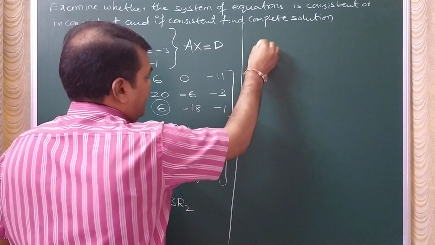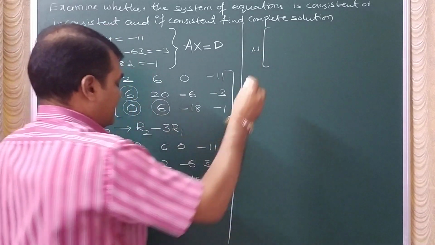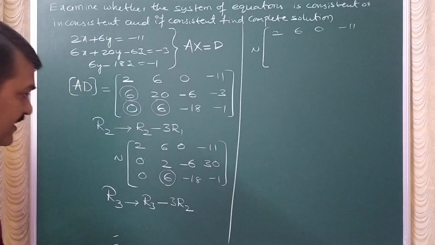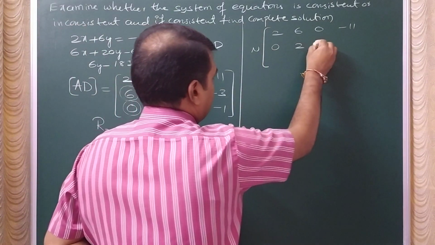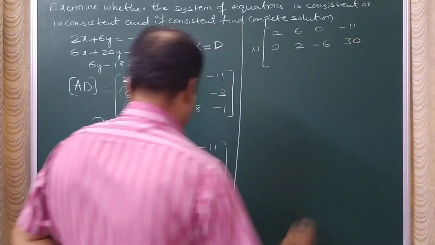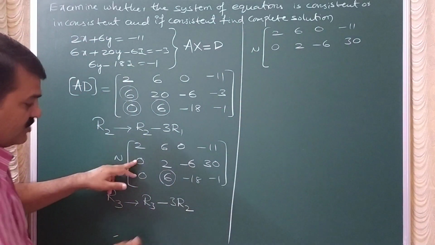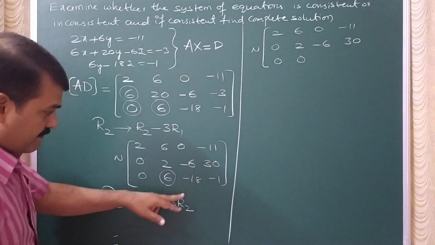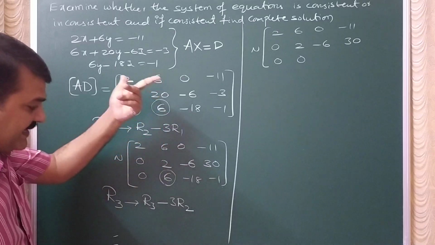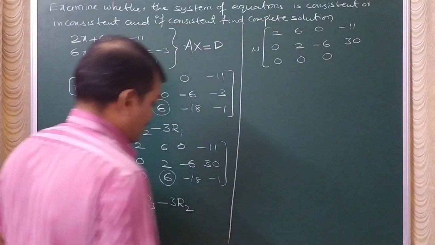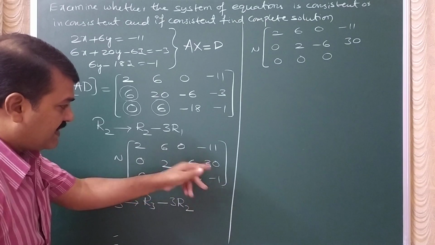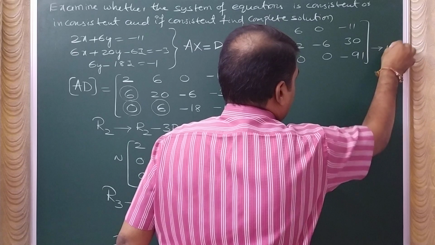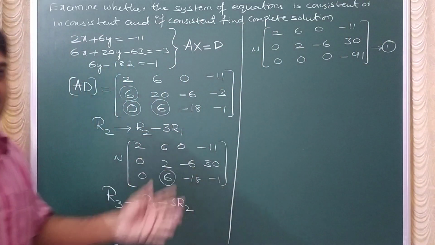Okay, so this is equivalent to the first row staying as it is, the second row staying as it is, and R3 minus 3R2, so 0 minus 0, 6 minus 6, minus 18 plus 18 you will get 0, and minus 1, minus 90, so minus 91. So let me take this as 1. So my task is completed.